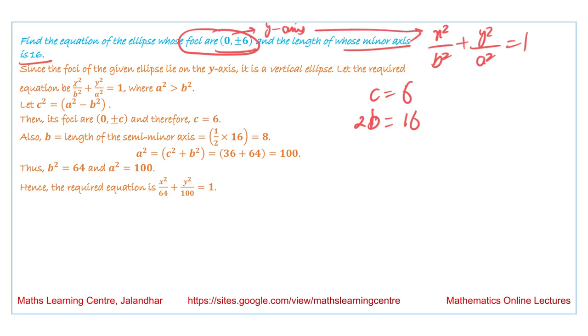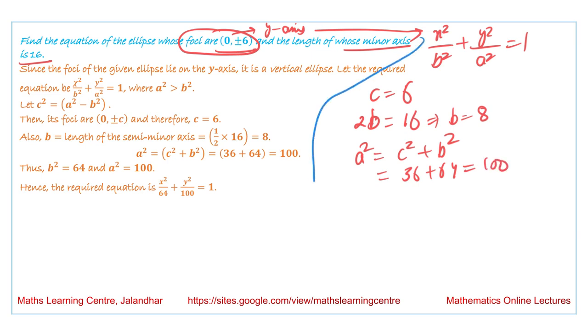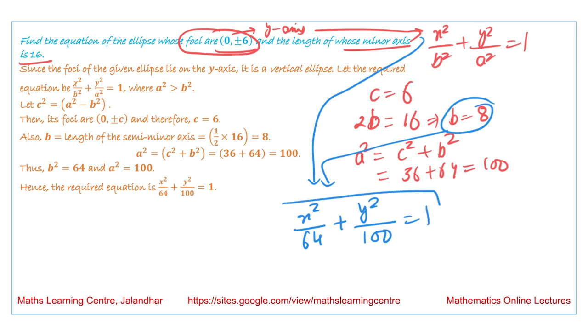So it is a vertical ellipse. So the equation is in this form. So we obtain the value of b is equal to 8. So we obtain a square is equal to c square plus b square, that is equal to 36 plus 64 is equal to 100. So the equation we obtain by substituting the values over here, we are writing x square over 64 plus y square over 100 is equal to 1. So this is the required equation of the ellipse.